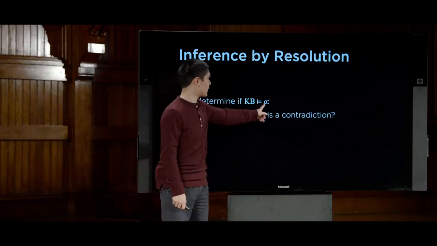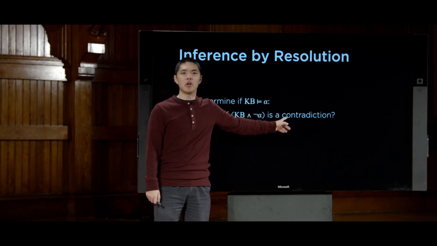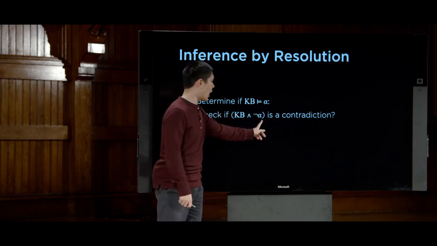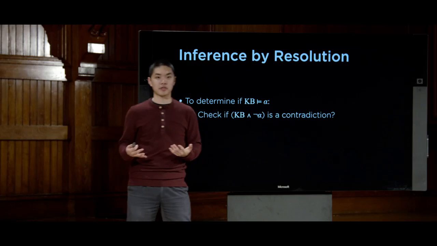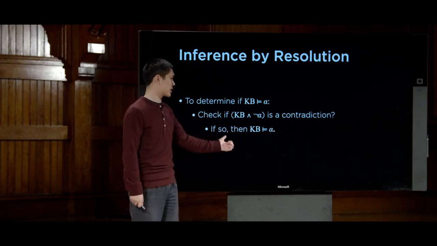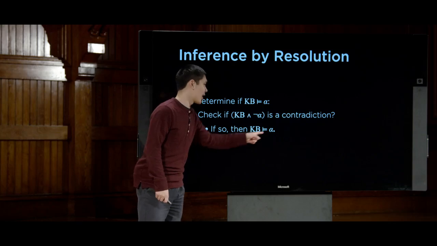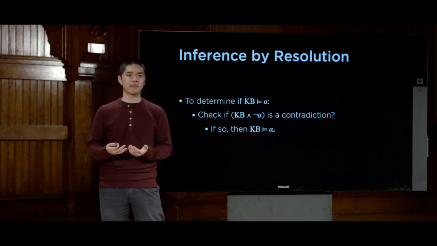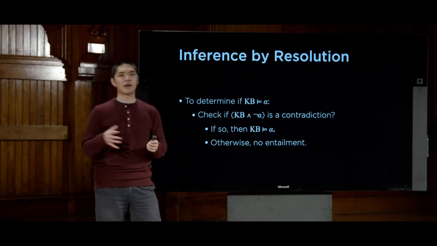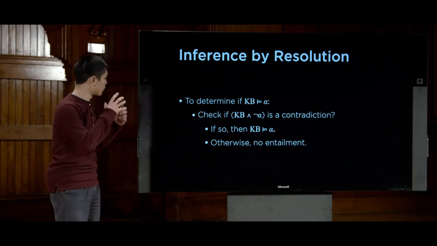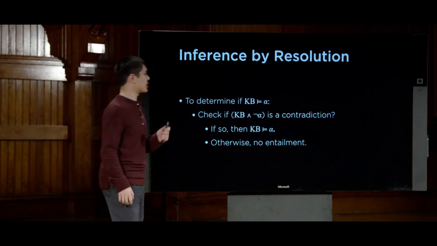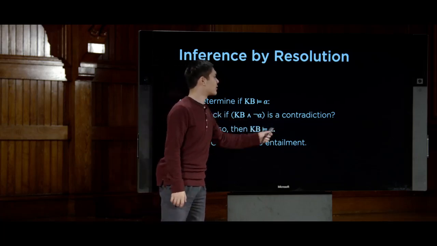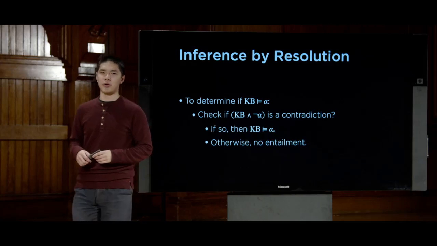We want to prove that this query alpha is true. So we're going to assume that it's not true. We're going to assume not alpha, and we're going to try and prove that it's a contradiction. If we do get a contradiction, well, then we know that our knowledge entails the query alpha. If we don't get a contradiction, there is no entailment. This is this idea of a proof by contradiction, of assuming the opposite of what you're trying to prove. And if you can demonstrate that that's a contradiction, then what you're proving must be true.